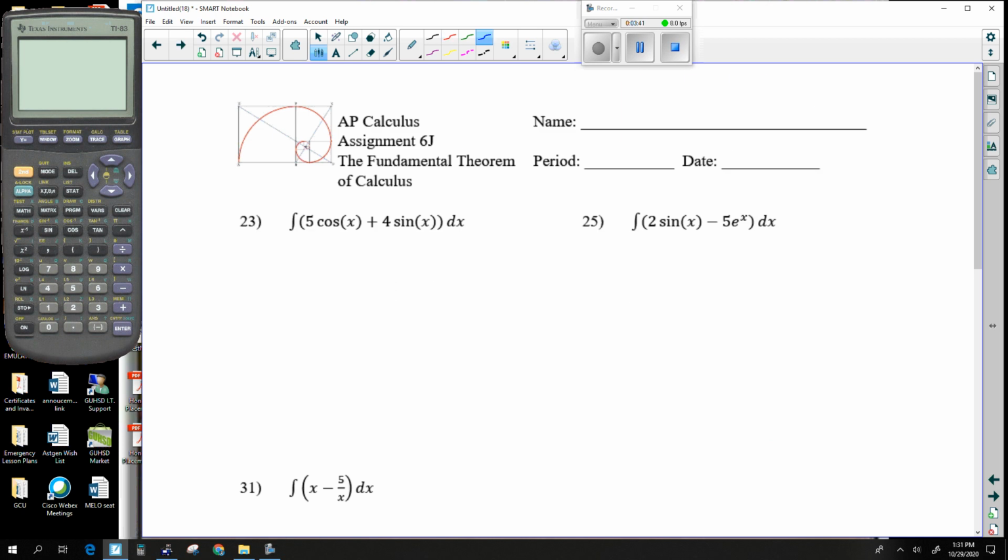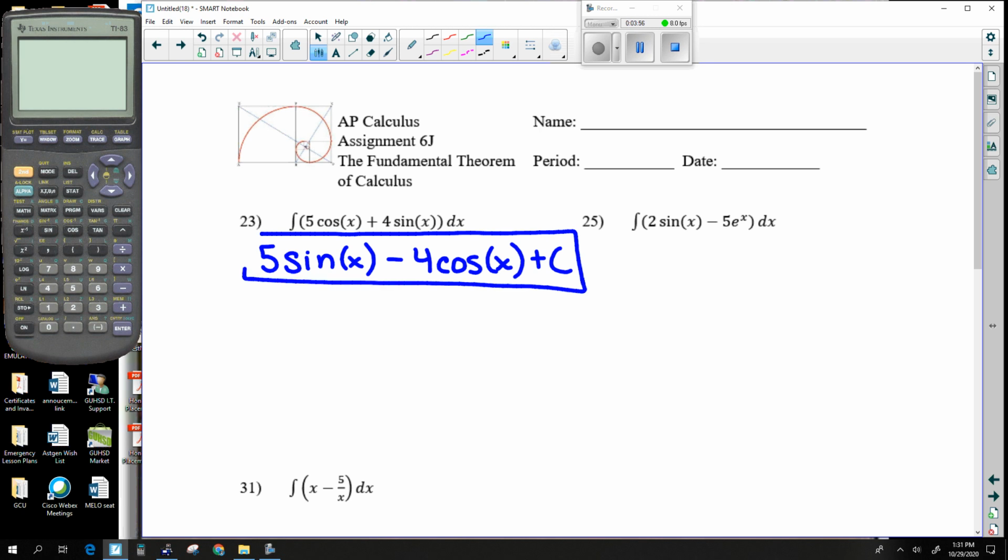Okay, additions are no problem. Cosine goes to sine. Sine goes to negative cosine. Sine goes to negative cosine. E to the x goes to e to the x.